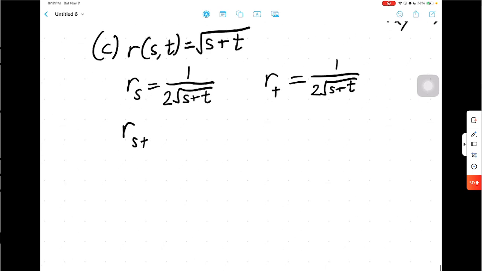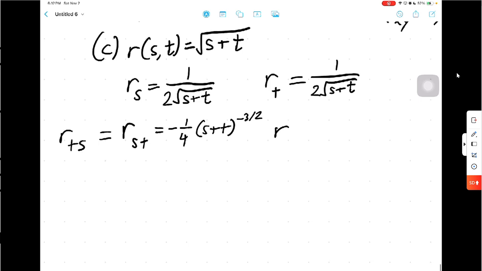R of st. This time we're dealing with a 1/2 of s plus t to the negative 1/2, so it's going to be another negative 1/2, so this becomes negative 1 over 4. And then we're going to have s plus t to the negative 3 over 2. And because the derivative is 1, we're just going to also have this as r of ts.